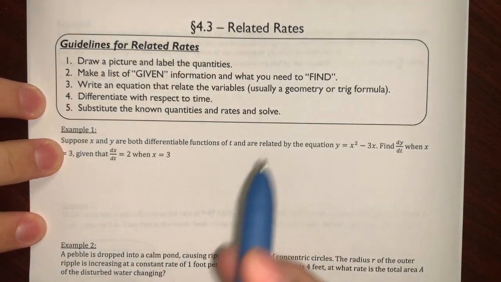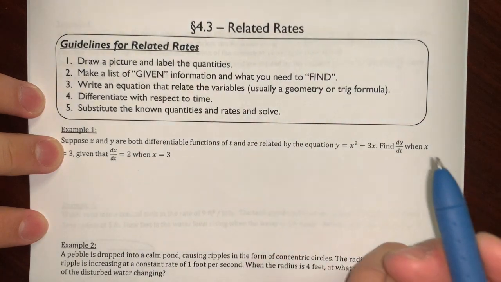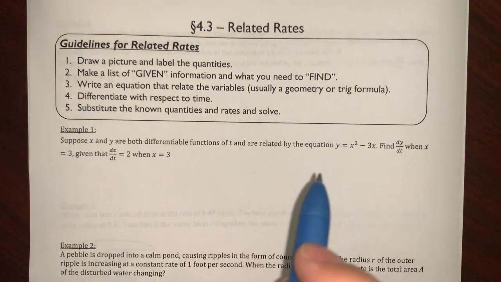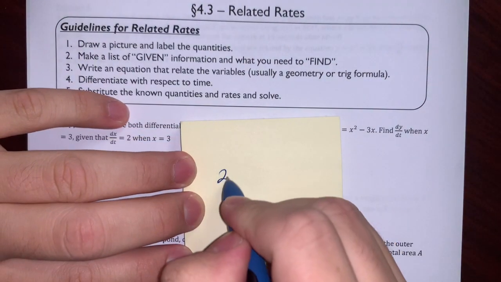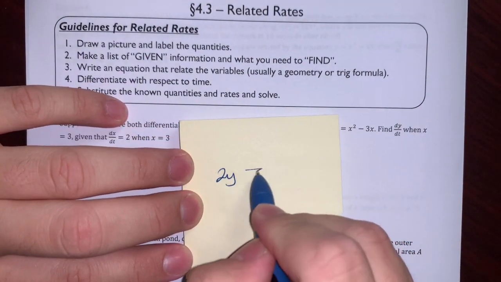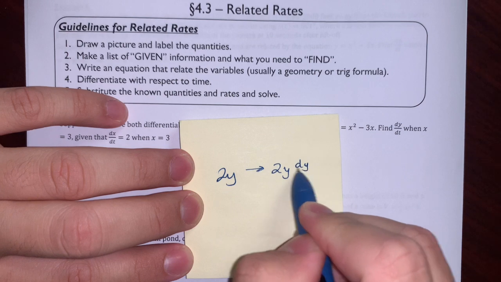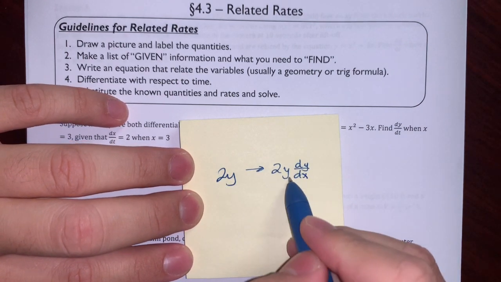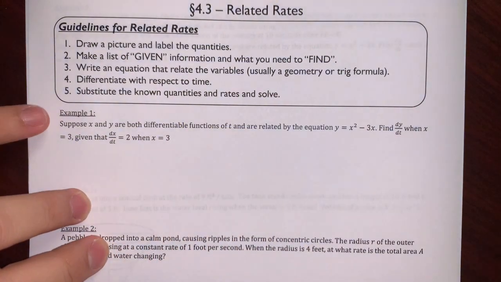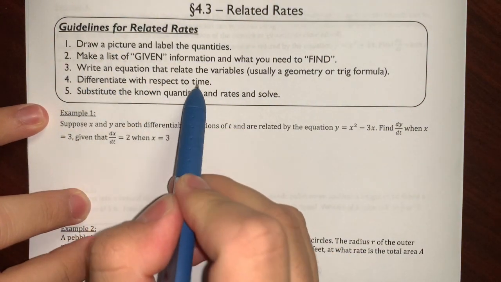The fourth thing, and this is extremely important, I know with implicit differentiation, we're used to saying, if we differentiate 2y, for example, then the derivative of that would be 2 times dy over dx, right? So in other words, we're taking the derivative of all these things with respect to x. But this time, we're going to be differentiating with respect to time.